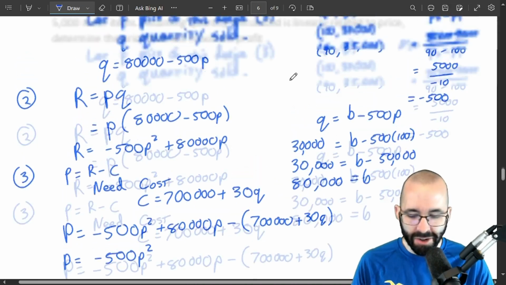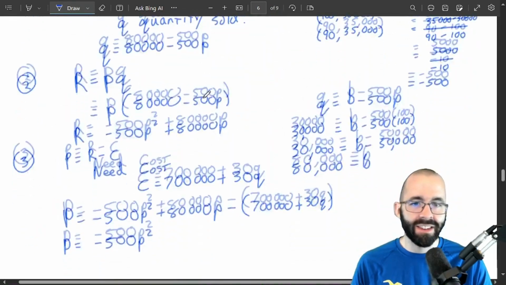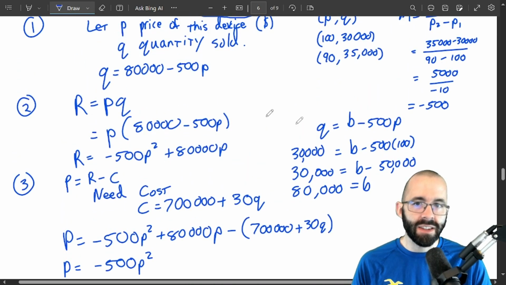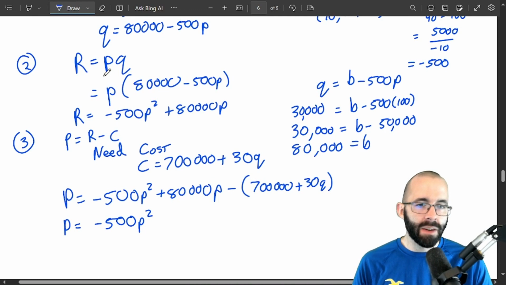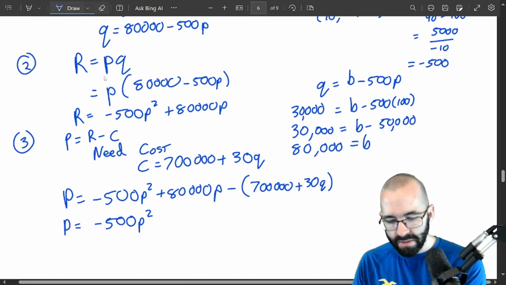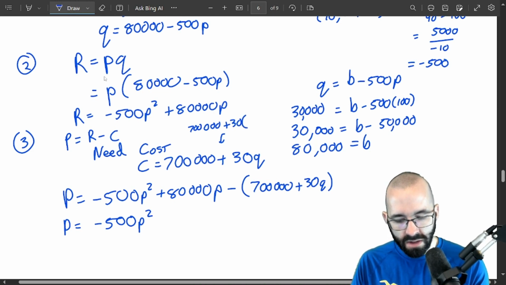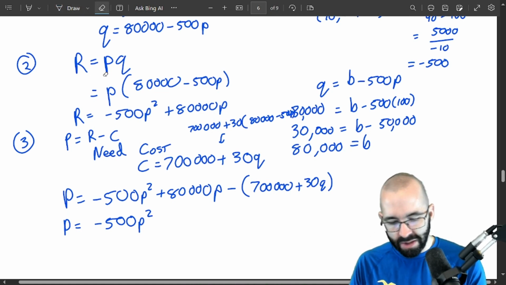Okay, that's why the notes told you to solve for quantity, or to only get quantity, because we want a function of only one variable. They actually did want you to set this linear equation up and solve for p. Doesn't really matter, but we do have an extra step here. So this is our cost equation. What is this really? That's 700,000 plus 30 times q, and q is 80,000 minus 500p. That's really what we're subtracting out here.